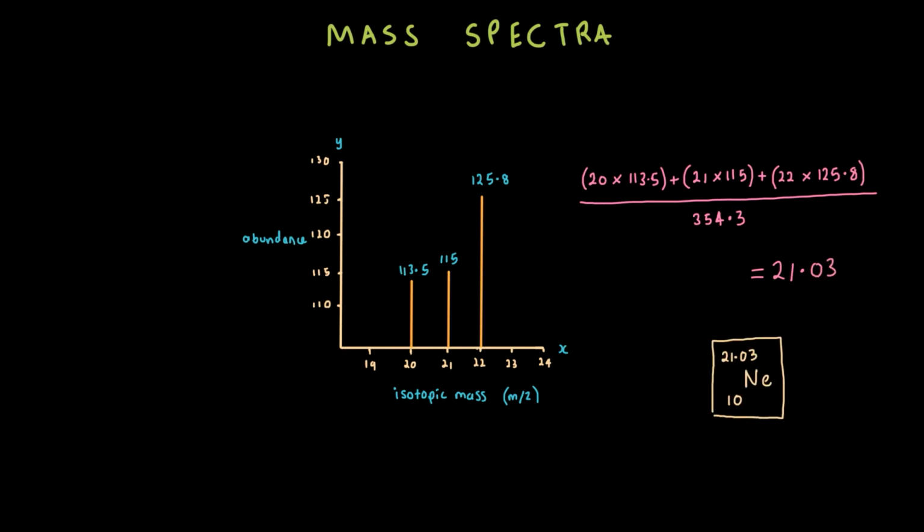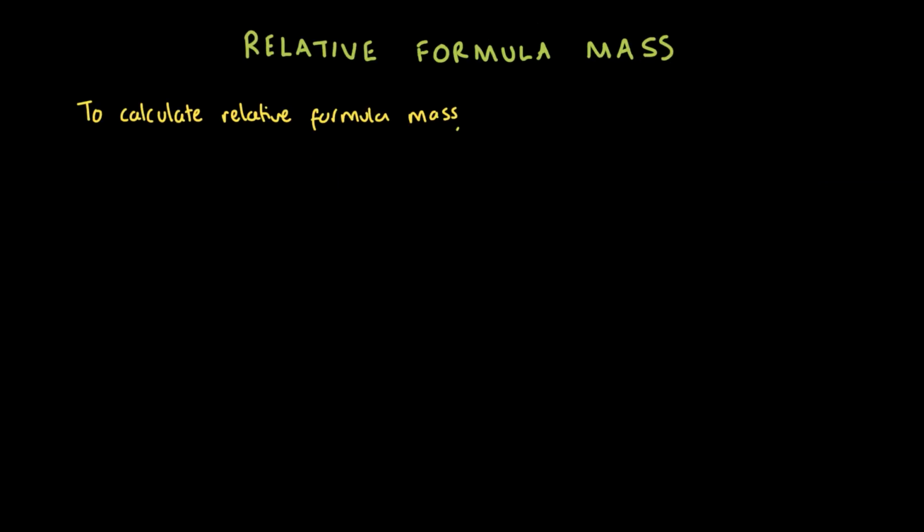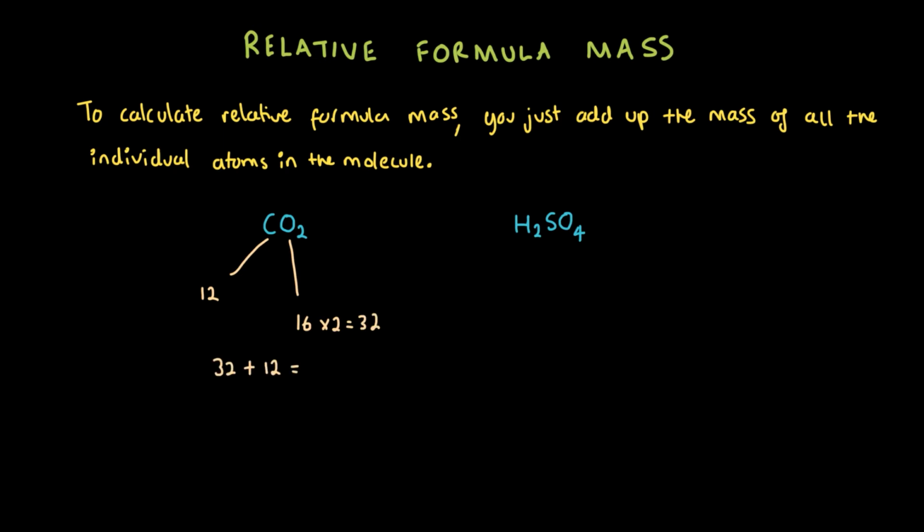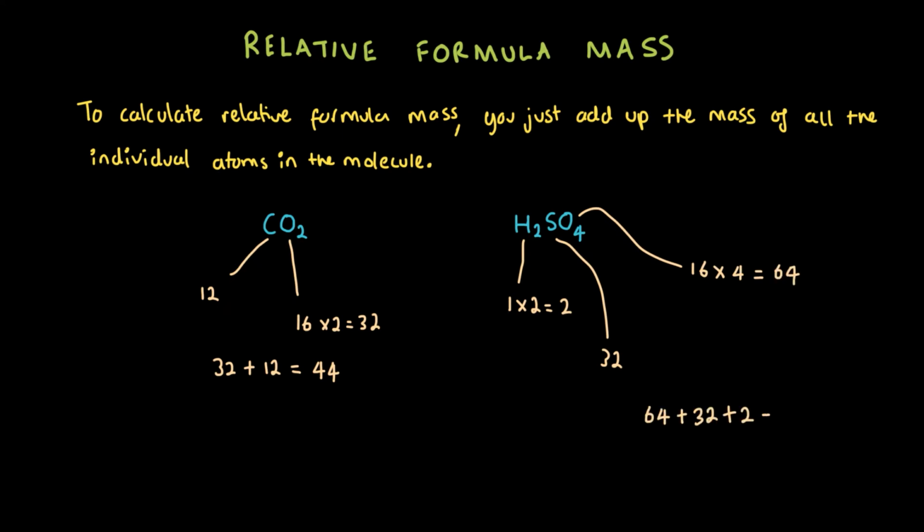21.03. Lastly, to calculate relative formula mass, you just add up the mass of all the individual atoms in the molecule. For example, here we have CO2 and H2SO4. Carbon has a mass of 12 and there's only one carbon. Oxygen has a mass of 16 and there are two of them. Add up the masses. So CO2 has a mass of 44. Moving on to H2SO4. Hydrogen has a mass of 1 and there are two of them. Sulfur has a mass of 32.1 and there is only one of them. And finally, oxygen has a mass of 16 and there are four of them. Add up the masses. So H2SO4 has a mass of 98.